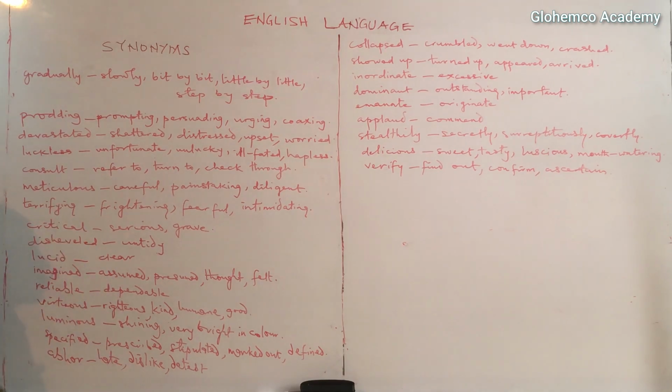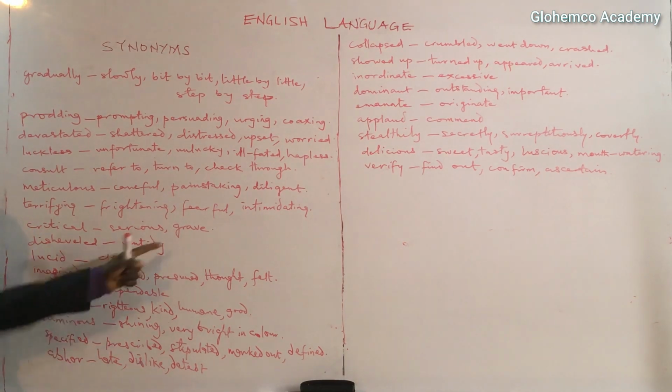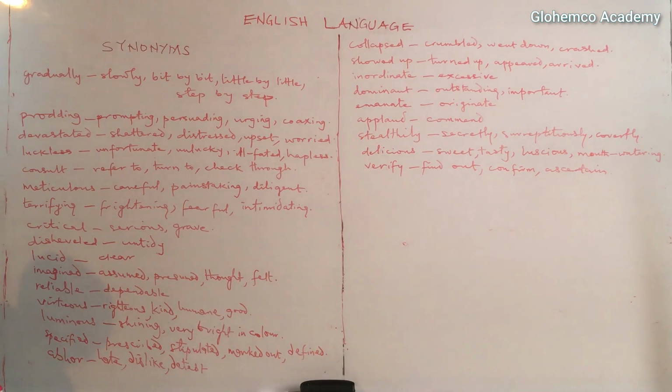So meticulous. To be meticulous simply means to be careful. Somebody who cares about minute and infinitesimal details. You hardly please such people. Very meticulous man. Now, we have painstaking and diligent. Alright, terrifying, frightening, fearful, intimidating. Then we have the next one, critical, serious, grave. Now the grave we are referring to here is not the burial ground. Grave means very serious. We have another one which is meant for burial ground. All right, cemetery.